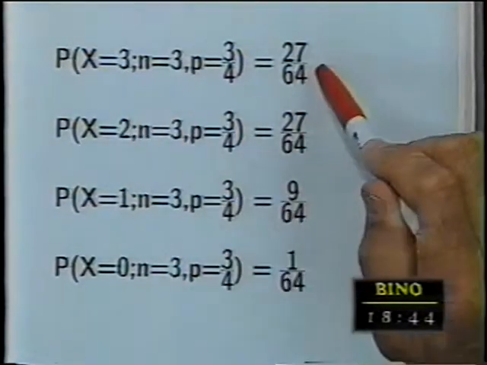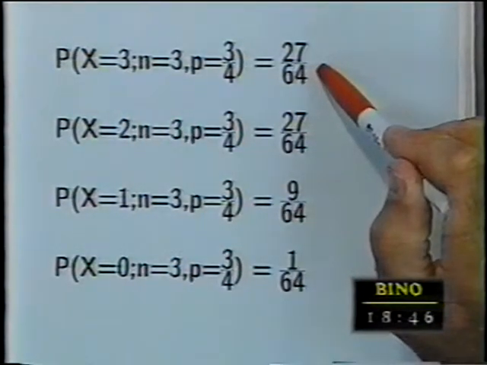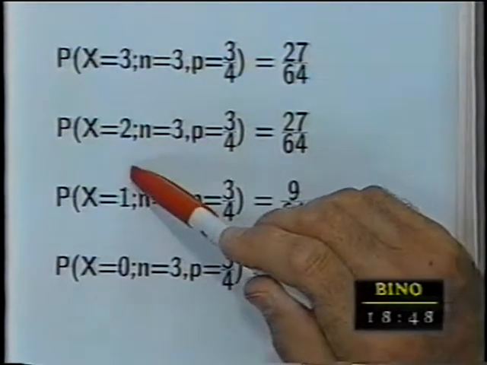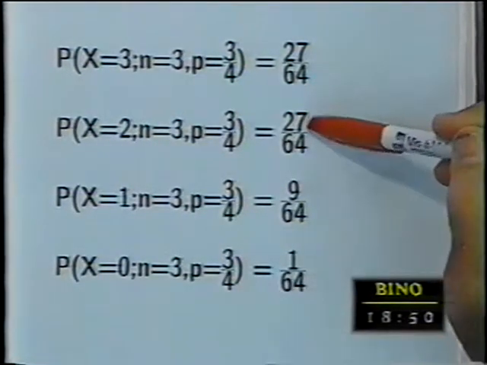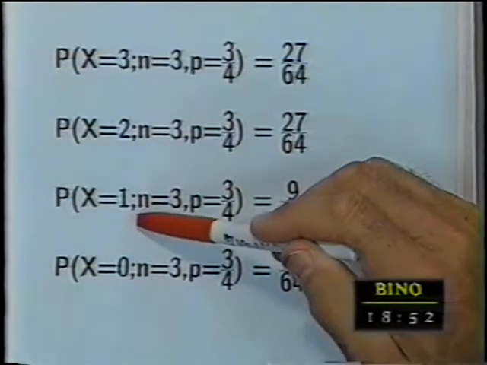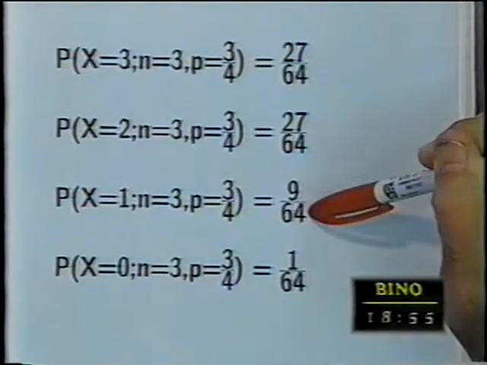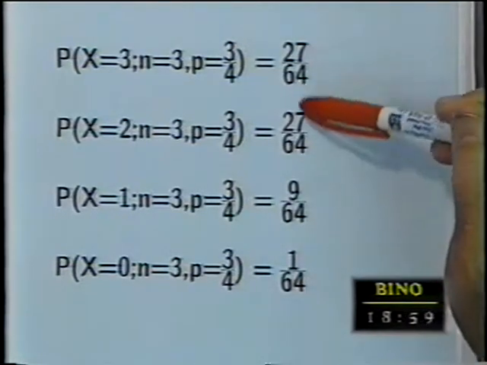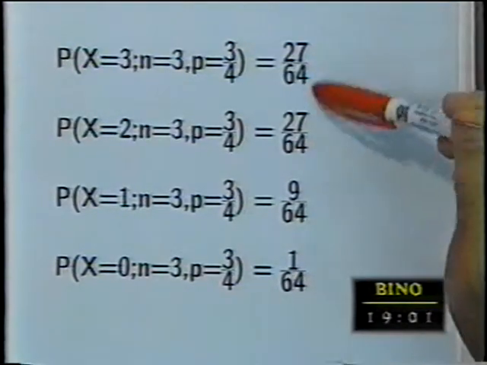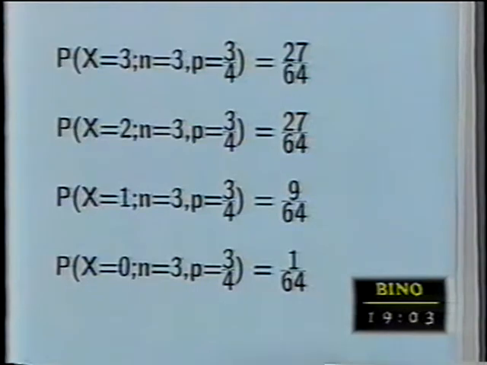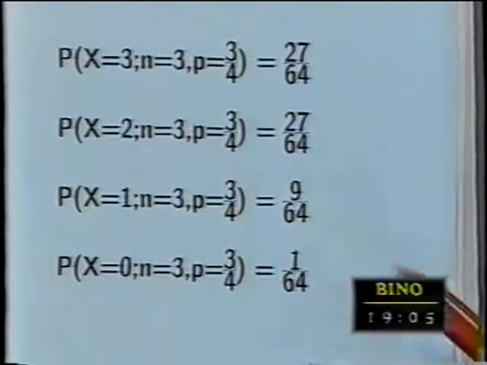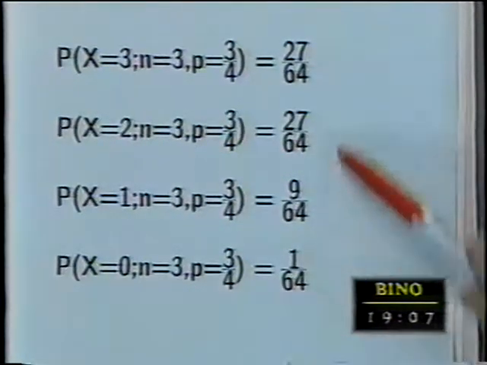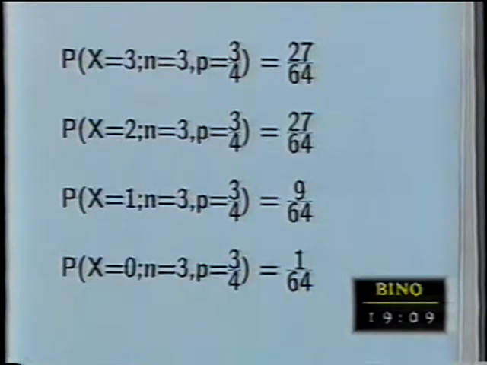X can be 3, and the chances of that happening are 27/64. X can be 2. The chances of that happening are 27/64. X can be 1. The chances of that happening are 9/64. X can be 0. The chances of that happening are 1/64. They, of course, add up to 64/64. They add up to 1. All right, remember this for a moment. We're going to use these numbers in what we do in a moment or two.